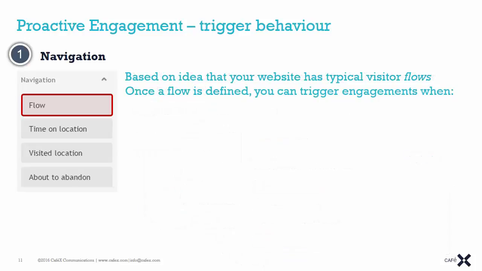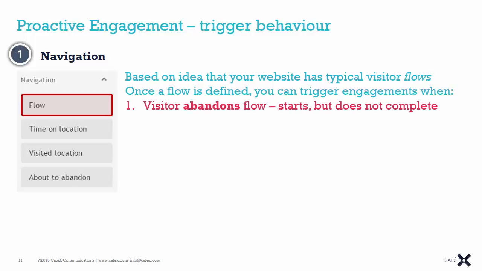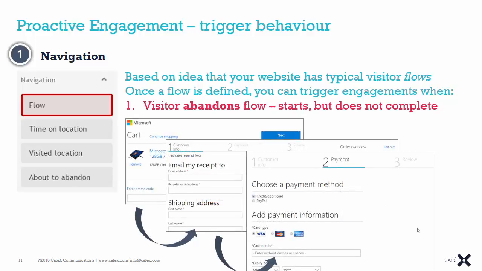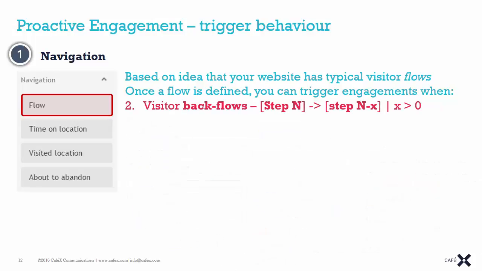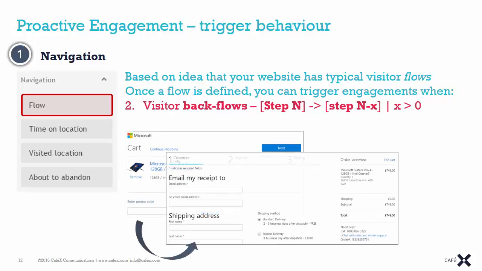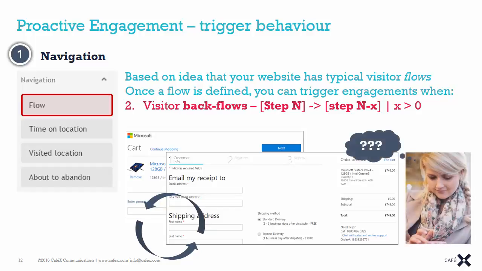With flows defined, there are two flow behaviors that Live Assist can detect. The first is abandoning a flow, where the visitor starts on the flow journey but doesn't complete it. They've signaled strong intent to buy, but for some reason have changed their mind. A great point then to initiate an engagement. The second is where the visitor backflows. In other words, they begin progressing through the flow, but at some point they back up to a previous step. This behavior indicates uncertainty. Perhaps they have a question or a doubt about something. So let's see this in action.